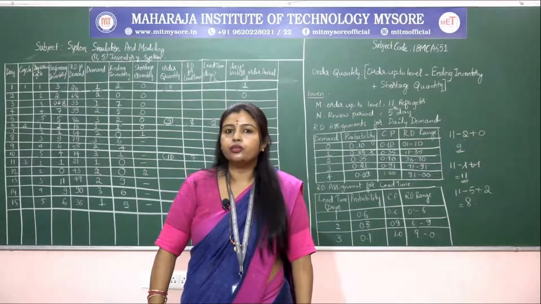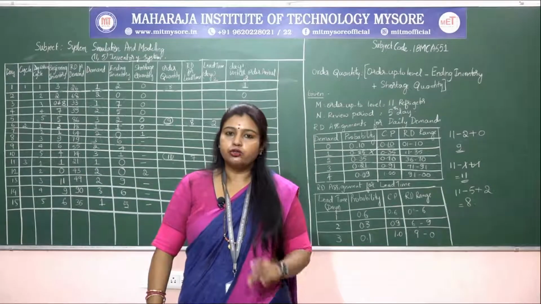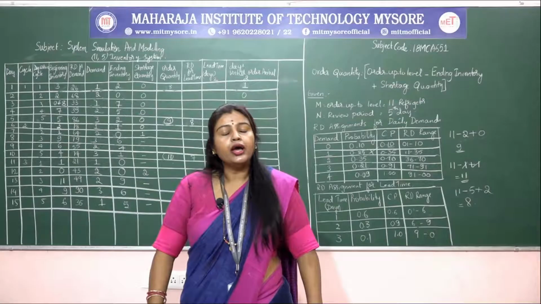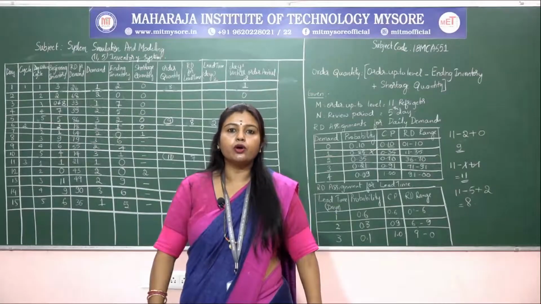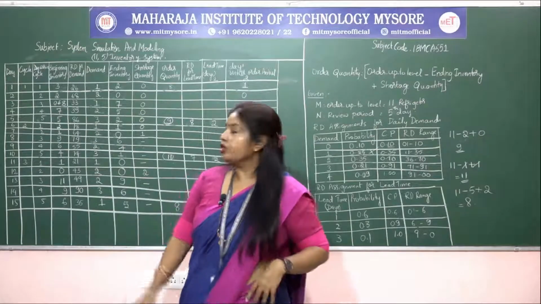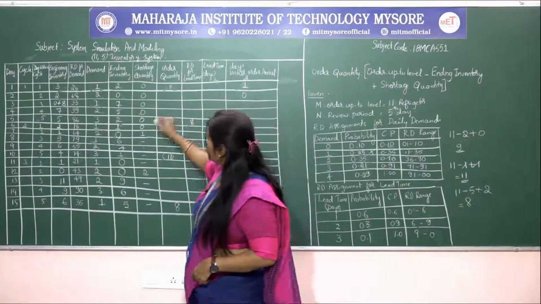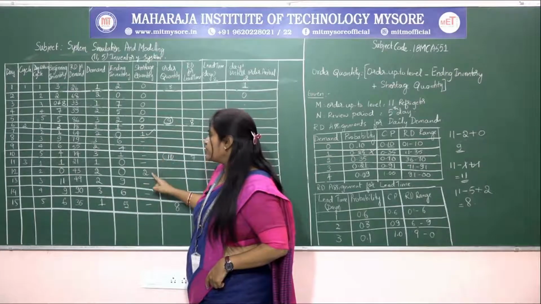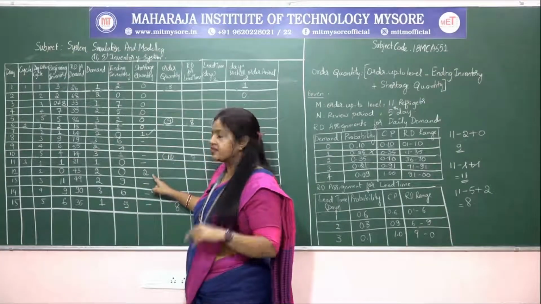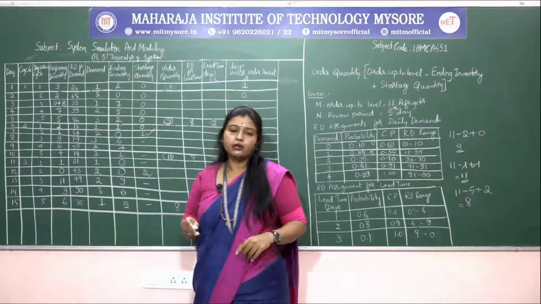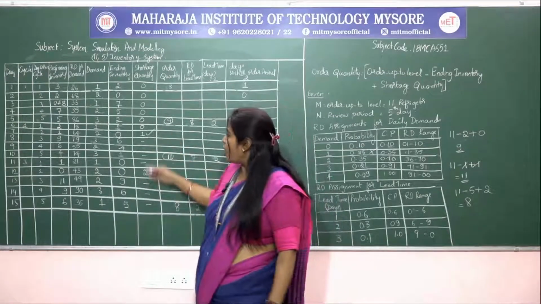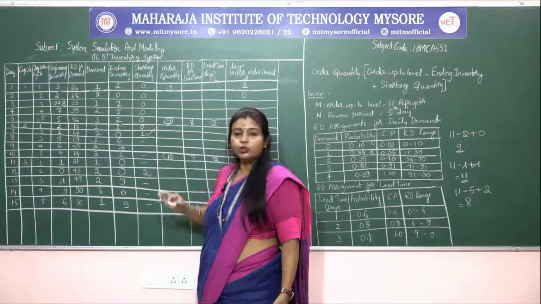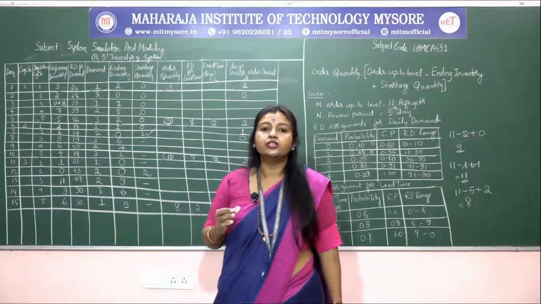But according to the problem statement, we need to solve for how many days? 15 days of simulation we have done. Among 15 days we have come across 2 days of shortage. In the second cycle, second day we have faced a shortage, and in the third cycle, second day we have faced a shortage. So what is the total shortage? 1 plus 2, that is 3 refrigerators short.